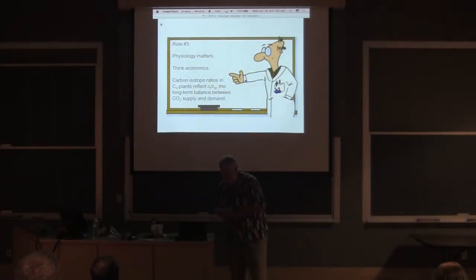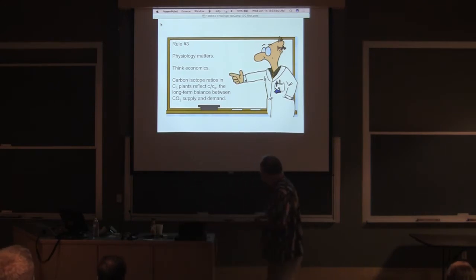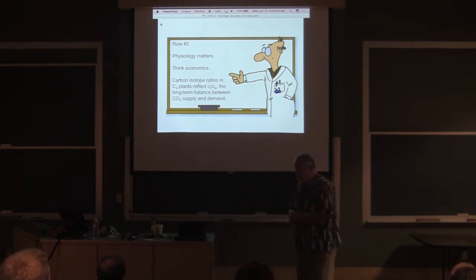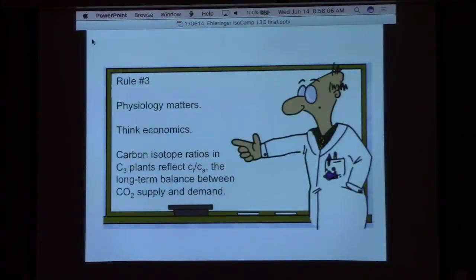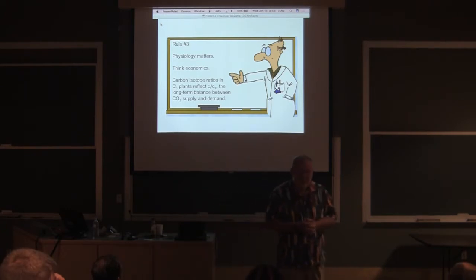Okay, let's go on to rule number 3. The biotic effect, physiology rules. Okay? And when you think of physiology, I want you to think at the systems level as well as at the biochemistry level. When I ask you to think at the systems level, I want you to think of economic analogies. So a lot of what I'm going to be saying for the next 10 or so minutes, if you think economics, you're in good shape.